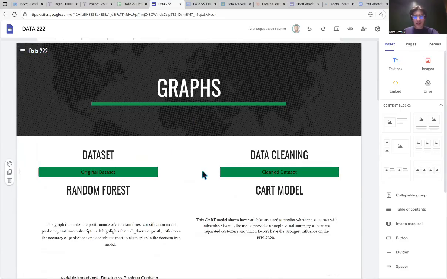Here are two buttons that display our original data set and our clean data set. They both have about 14,000 variables. They're very large. And as we saw before, a vast minority of those are people accepting the subscription.